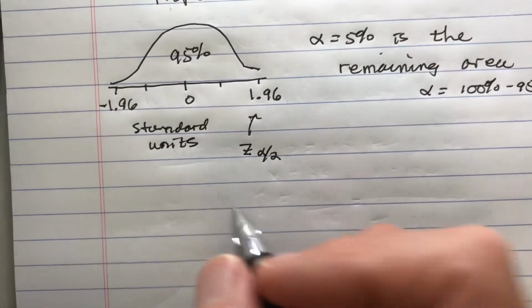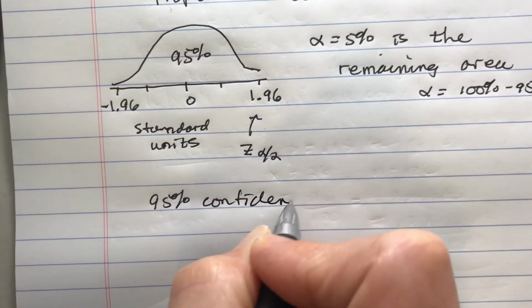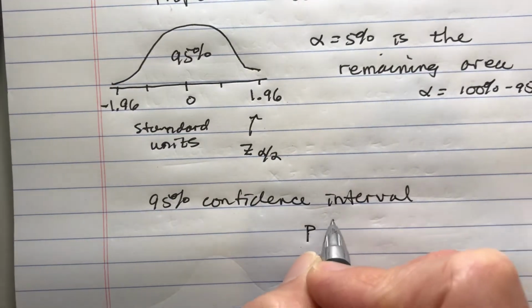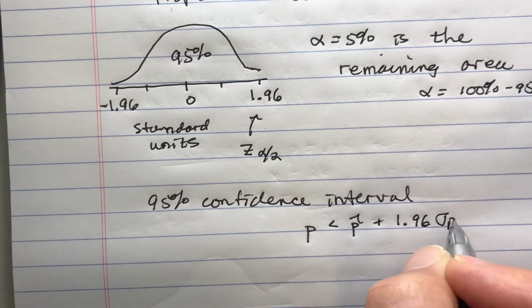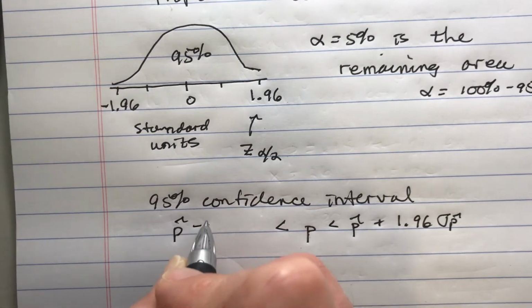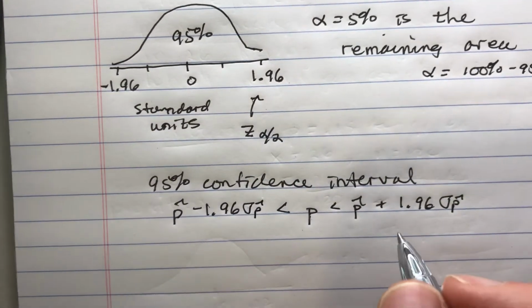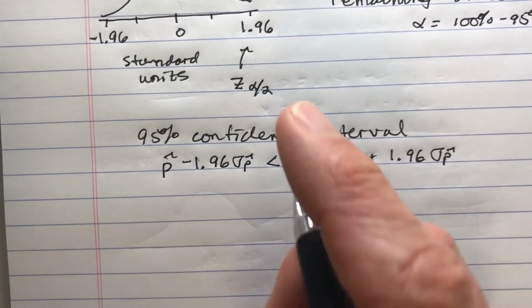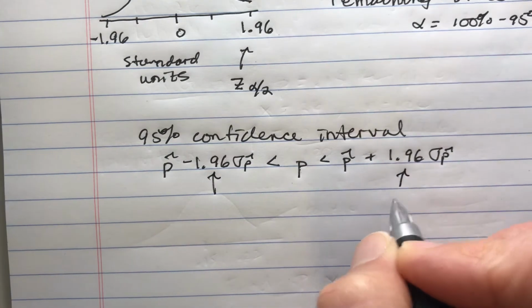So what we had before for a 95% confidence interval, we said that we had P is between P hat plus 1.96 sigma P hat and P hat minus 1.96 sigma P hat. So this guy here is called our critical value.